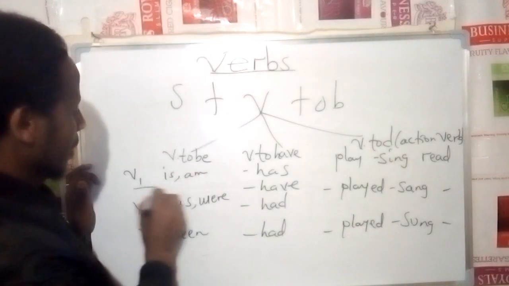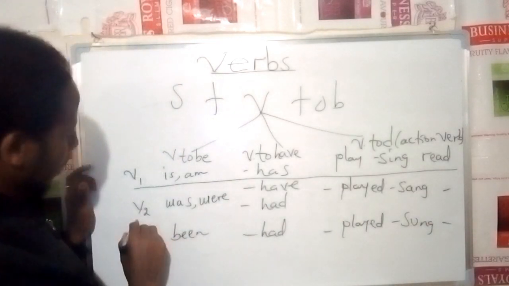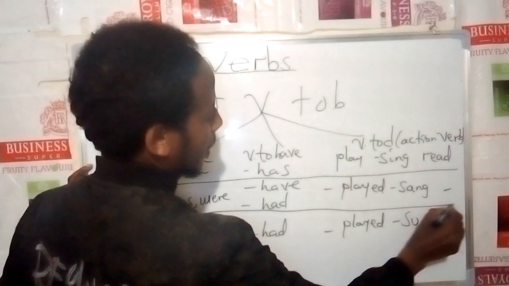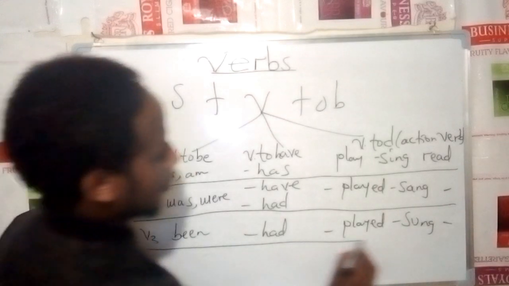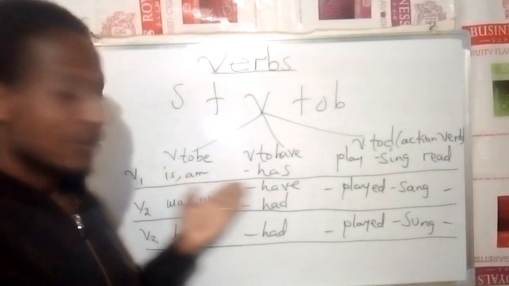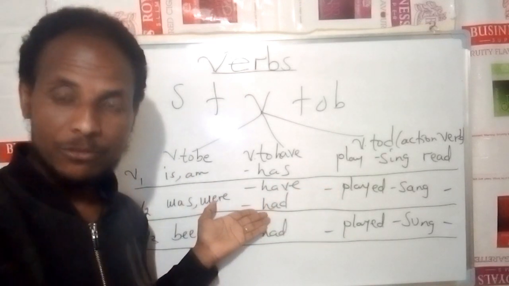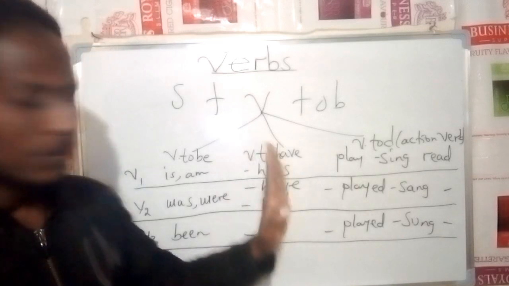This is the infinitive form of each verb, whereas this is the past simple form of each verb, and this is the past participle form of the verbs. This is the infinitive form of verbs, and this is the past simple form of verbs, and this is the past participle form of verbs.